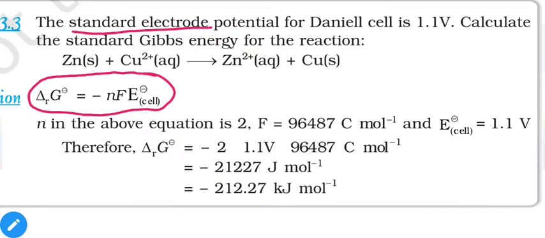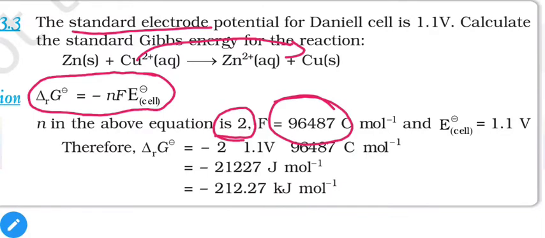Now in this reaction, the number of electrons transferred is 2. Observe the oxidation state of copper. Earlier it was +2 and after the reaction it is 0, so 2 electrons are transferred. So the value of n is equal to 2. F is a constant and its value is always 96,487 coulombs. It is the charge of 1 mole of electrons. Find the charge of 1 electron and multiply it with 1 mole, and you will get this value.